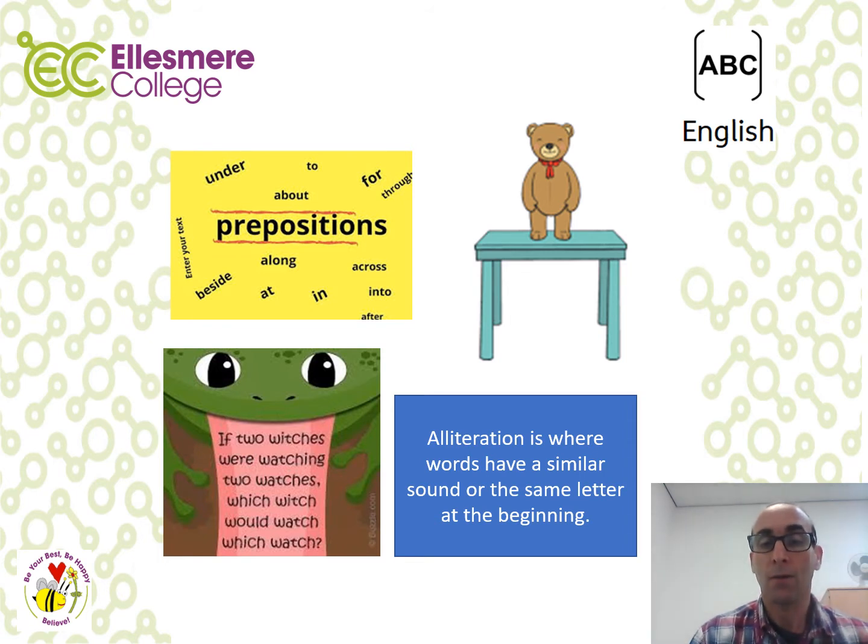Alliteration will be covered in lesson 6. Alliteration is where words have either a similar sound or the same letter at the beginning. Most of the time this is used in poetry, but it's also used in other things like newspaper articles. We've all heard of tongue twisters, and these are based on alliteration. So the example here is, if two witches were watching two watches, which witch would watch which watch? Why don't you try that at home to start with, and then have a look at the worksheet for more examples, and then perhaps develop your own.